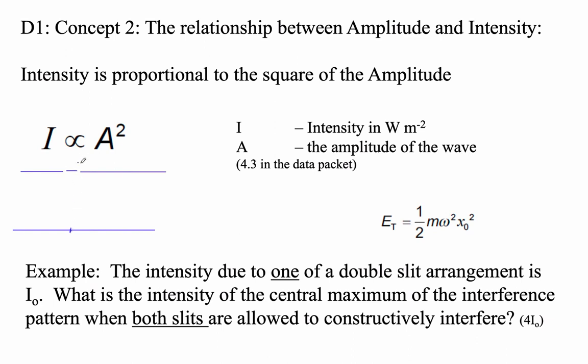Now, if we block one of these slits, the intensity is I naught, right? But if we have both slits shining on that same spot, well, what's going to happen is it's going to double the amplitude. Well, if you double the amplitude, doubled squared is quadrupled, right? So the answer is that if you let both shine on there, it's going to be 4 I naught because the amplitude doubled, okay? 2 times the amplitude squared is 4 times the power, okay? Per unit area. That's what intensity is. Okay, anyway.